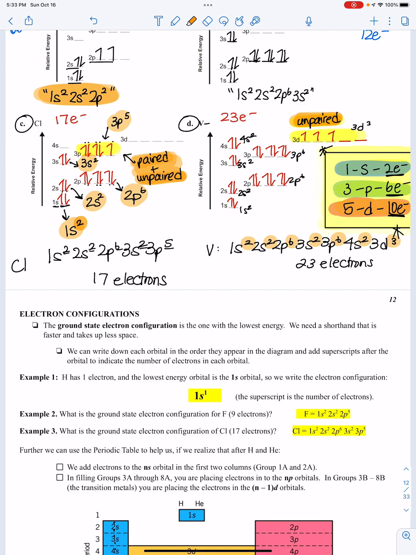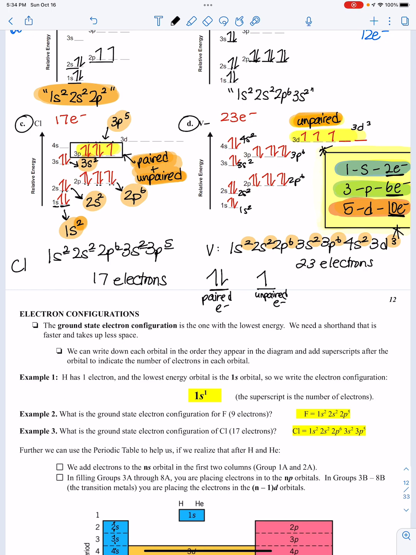Something else that I did want to make note of, you might see questions in the future about paired and unpaired electrons. Well, remember, we could write electrons in an orbital like this. This is known as a paired set of electrons. So you could see that in the 3p of the chlorine here, there is 2 paired, 1 unpaired. You could have 1 up, and that'll be called an unpaired electron. You could have 1 up and down together.